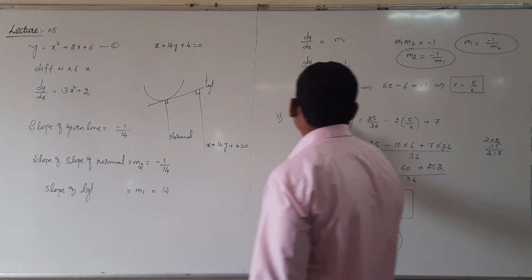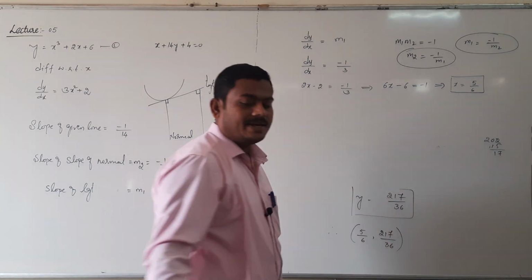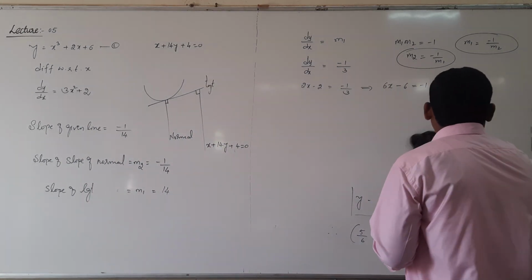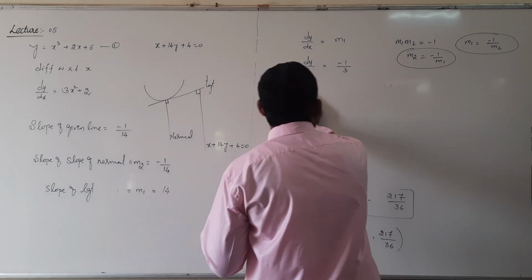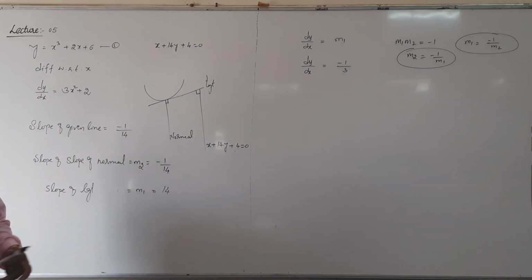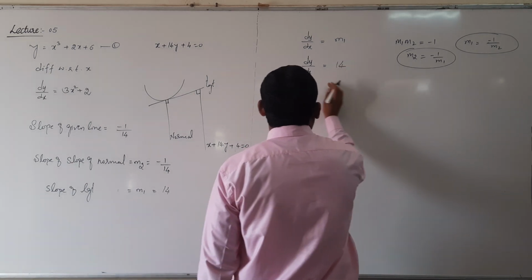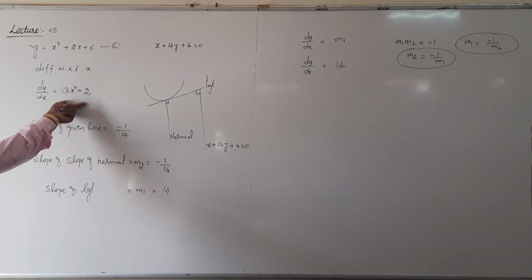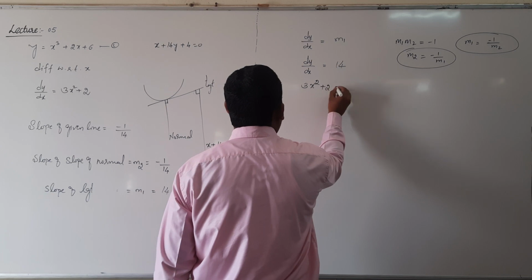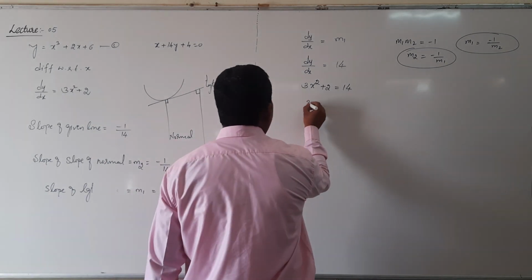According to the definition of the slope of the tangent, by using differentiation, the slope of the tangent is nothing but m1 only. Then dy by dx equal to m1. What is m1 here? m1 is plus 14. Just equate dy by dx to 14. What is dy by dx in this case? 3x square plus 2. Then 3x square plus 2 is equal to 14.